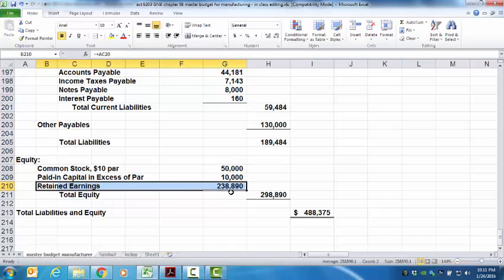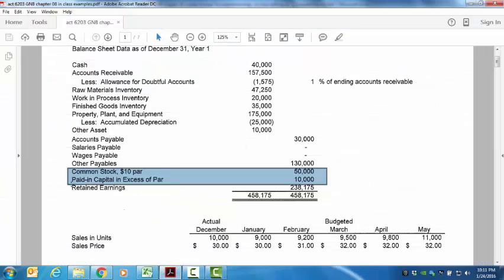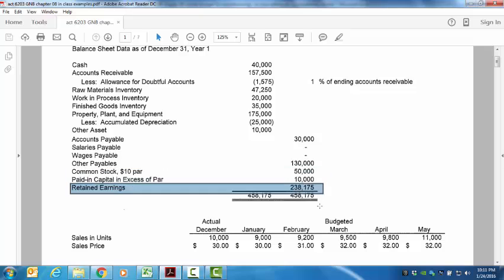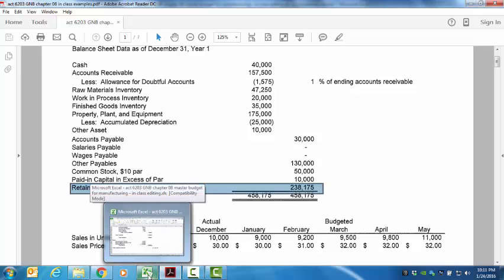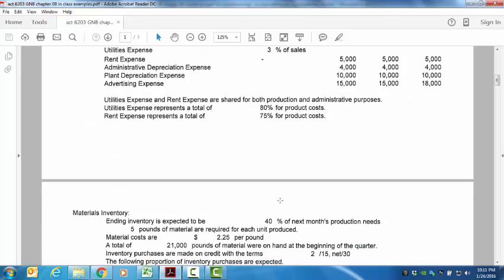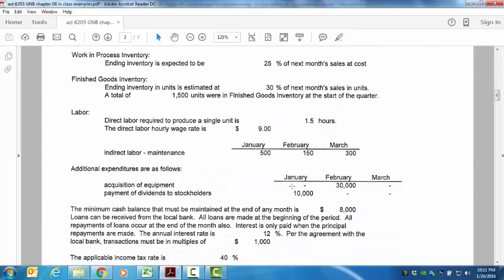Now, you can see on the completed budget, it's $238,890. But when I look at what's on the data sheet, it says that retained earnings is $238,175. They're not the same, and rightfully so. The retained earnings represents profits that the company has earned but not distributed as dividends. And I know we pay dividends because we said that we did so down here in January, paid dividends to stockholders. 10 grand.